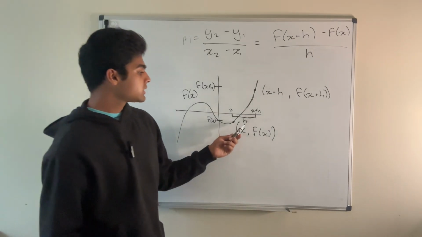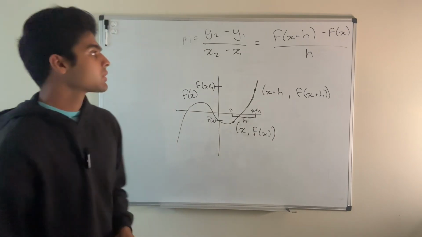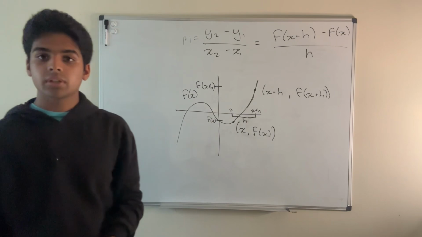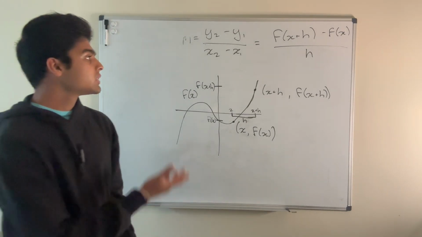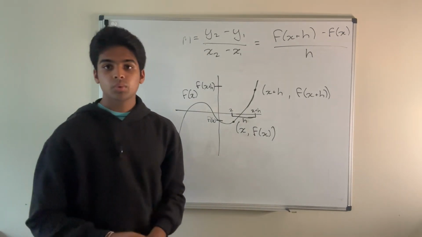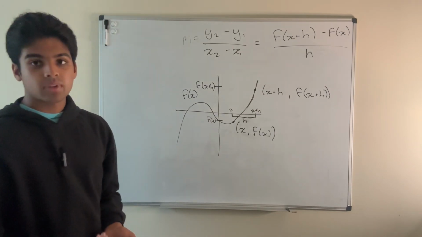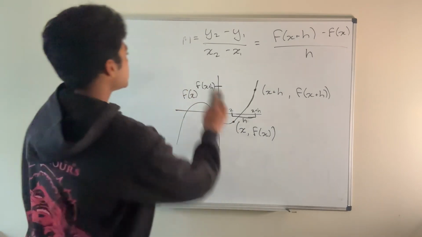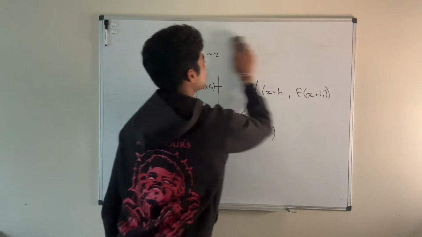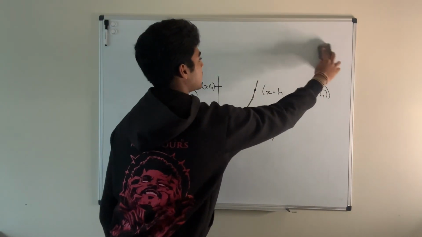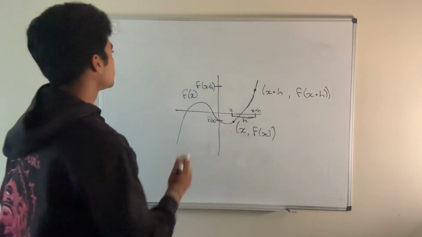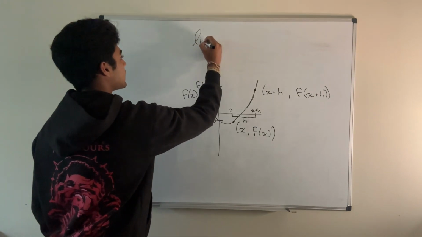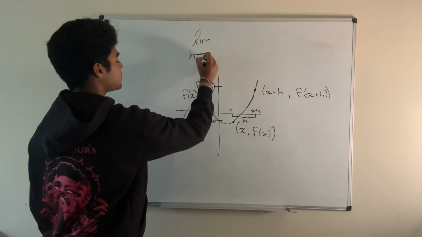So to do that, we just have to set h equal to 0. But we can't do that because otherwise we would have 0 in the denominator, so we would be dividing by 0. So instead of setting h to 0, we would just do the limit as h approaches 0. So let me erase this, and we'll write the limit as h approaches 0.